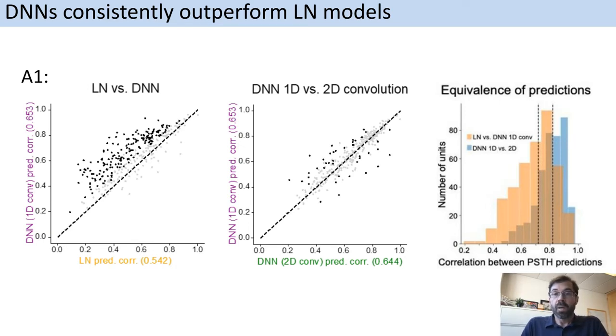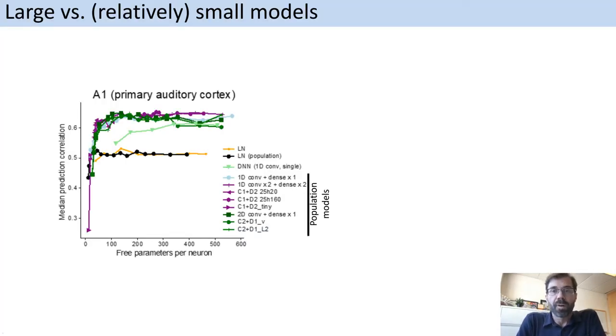So, as I mentioned, we compared performance of a large number of different formulations of the DNN architecture. And this Pareto plot shows the average performance, the median performance across all the neurons that we recorded from in A1.